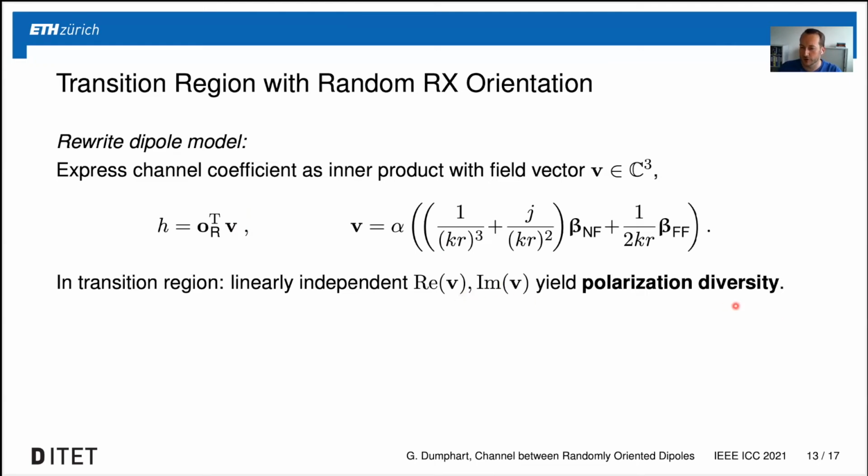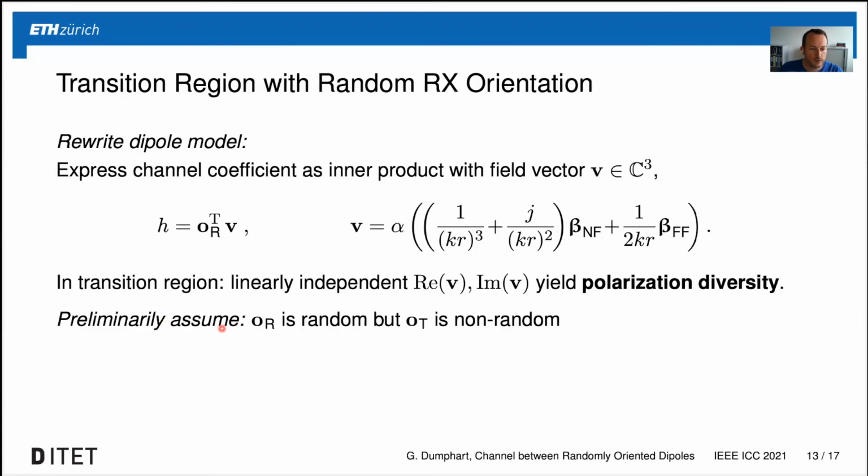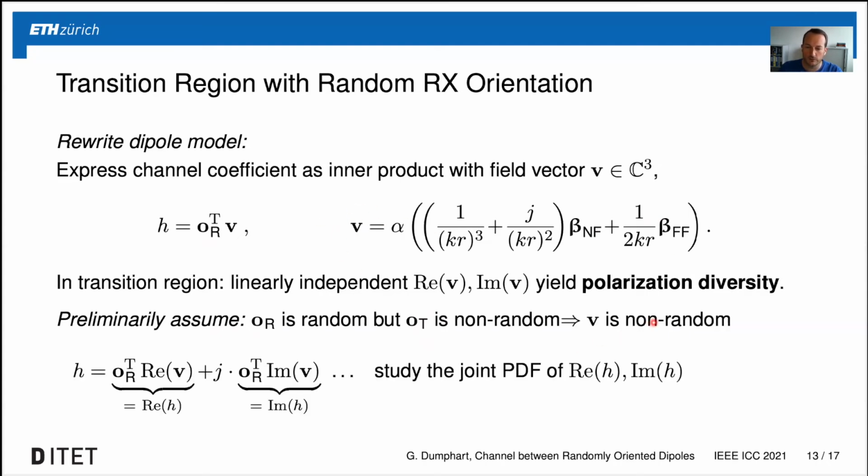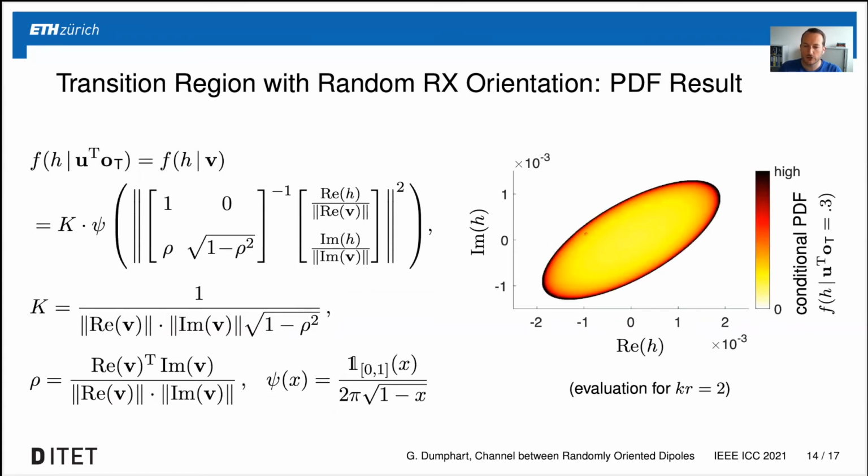We get polarization diversity, which is a well-known concept from radio, but it's at the bottom of the phenomenon here. And to study the statistics of H, in a preliminary step, we assume that the receiver orientation is random, but the transmitter orientation is not. That means these are non-random, and the vector V is non-random as well. And then in this case, we can nicely study the statistics of H in terms of the joint statistics of its real part and imaginary part.